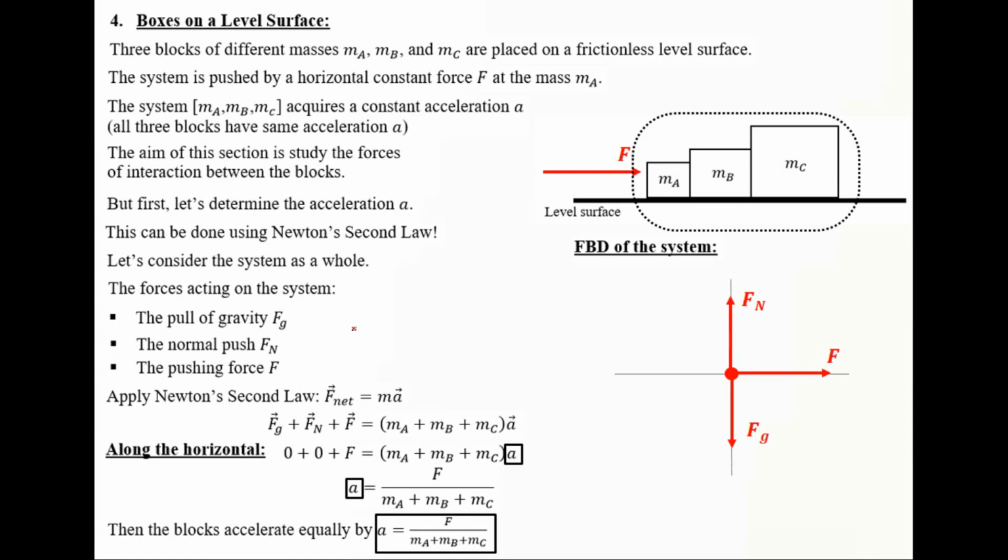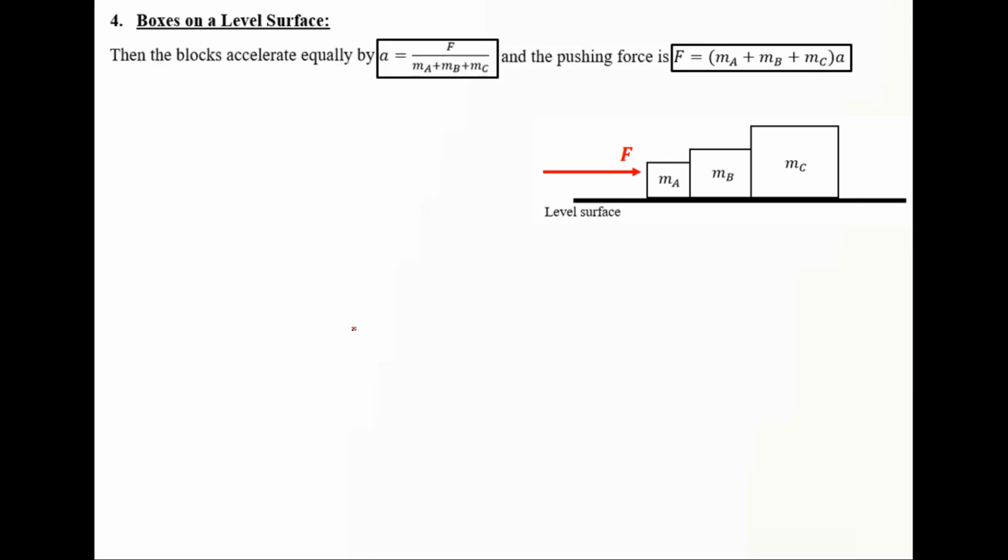Now let me repeat and say, whenever we have such type of configurations, the first thing is to utilize that the acceleration is given by capital F divided by the total mass. And similarly, the pushing force, if you isolate for F, is given by the total mass multiplied by the acceleration. Then the blocks accelerate equally by an amount of acceleration given by that, and the pushing force is also given by the total mass multiplied by the acceleration.